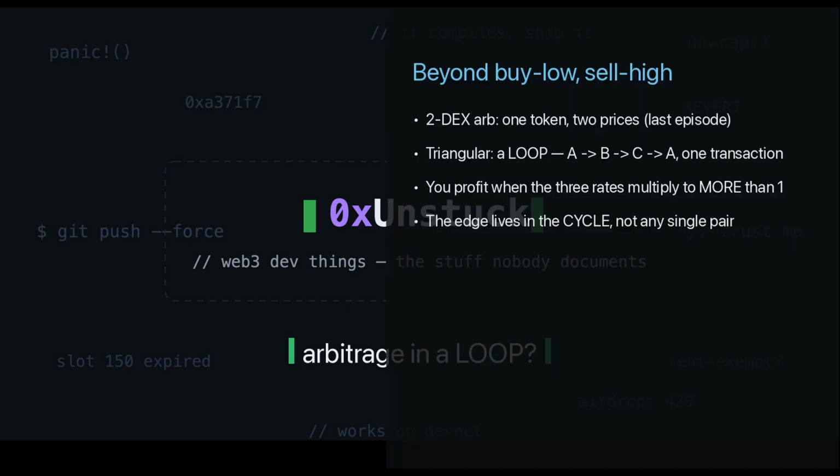Let's go. Here is the idea. Last time, arbitrage was one token with two different prices on two exchanges. Triangular arbitrage is a loop instead. You start with one token, trade it for a second, the second for a third, and the third back to the first, all in one transaction. Now if you multiply the three exchange rates together and get exactly one, you'd end up where you started minus fees. But if the three prices are even slightly inconsistent, that product comes out above one and you finish the lap with more than you began. The profit doesn't live in any single pair looking cheap, it lives in the loop.